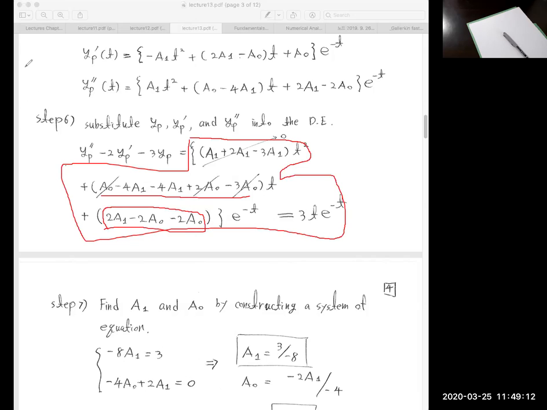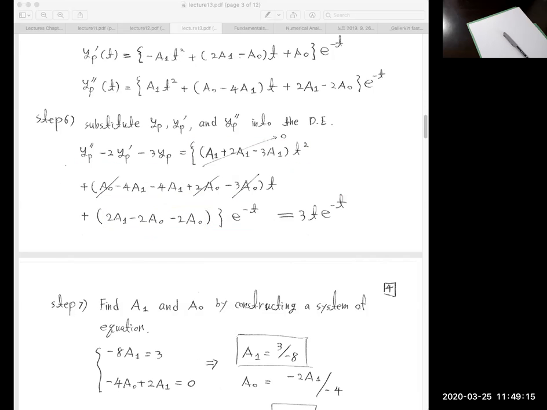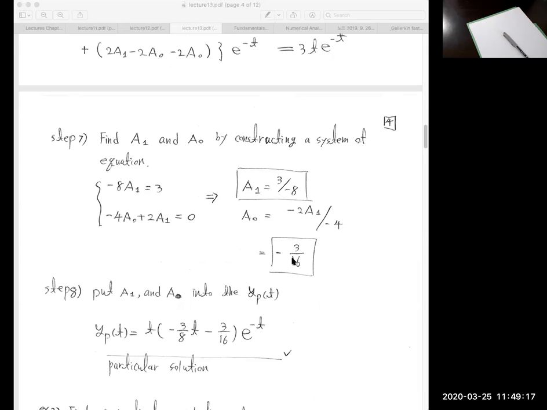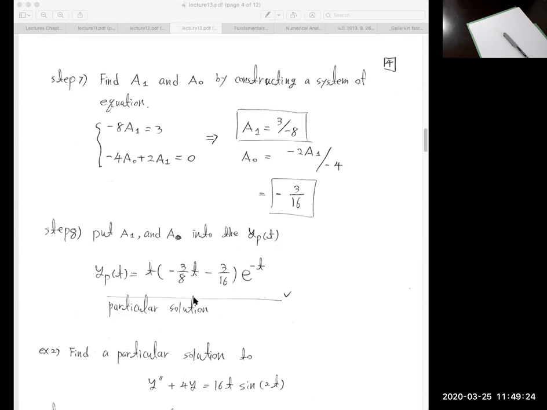So we solve it, and then we get this. A1 is 3 over -8, and A0 is -3 over 16. Okay, so we got the particular solution right there.